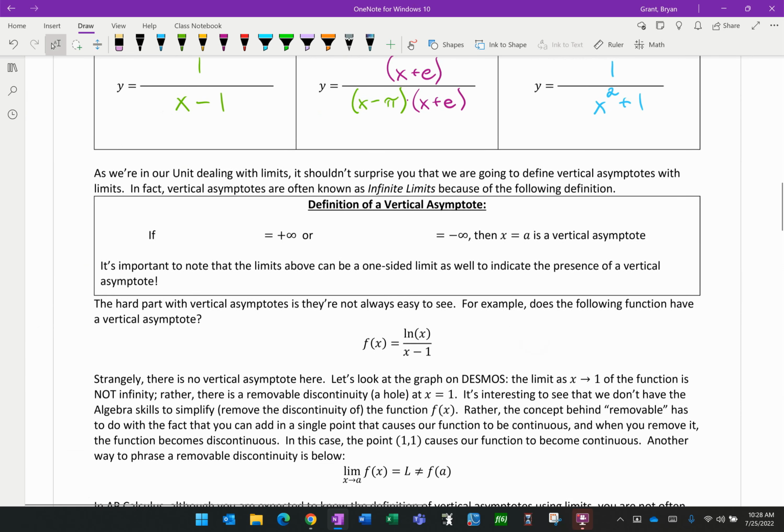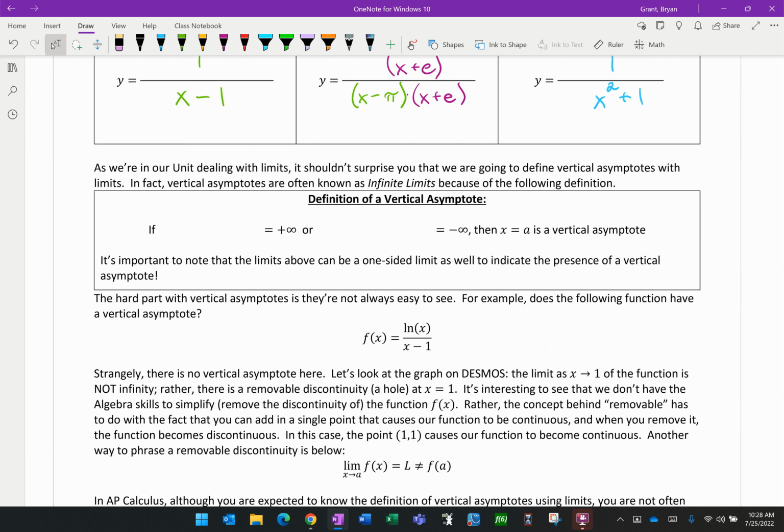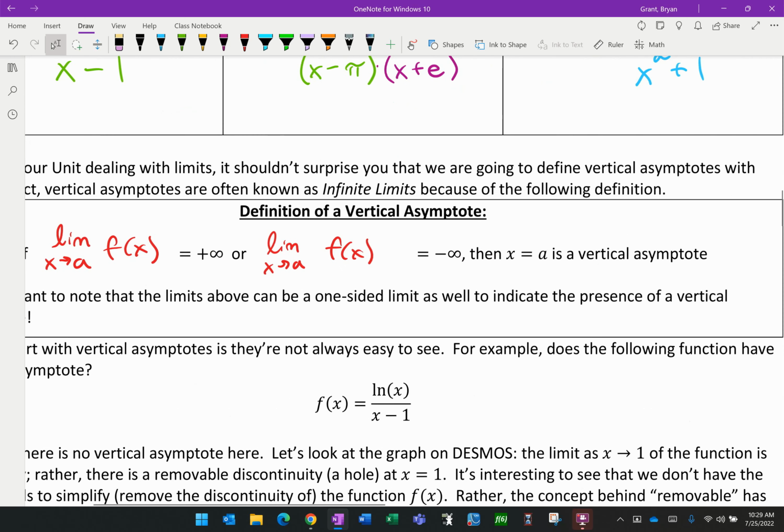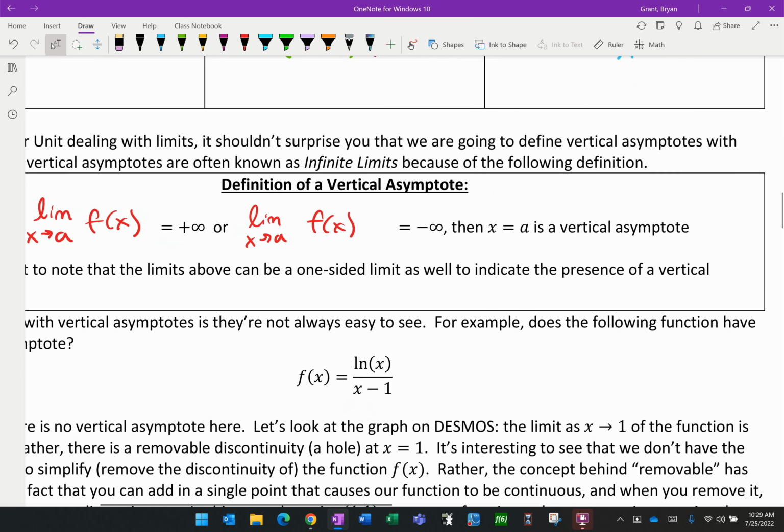All right, I think we're far enough now that we can go ahead and define our vertical asymptotes with limits. In fact, vertical asymptotes are often known as infinite limits because of the following definition. If the limit as x approaches a of f of x equals positive infinity, or the limit as x approaches a of f of x equals negative infinity, then x equals a is a vertical asymptote.